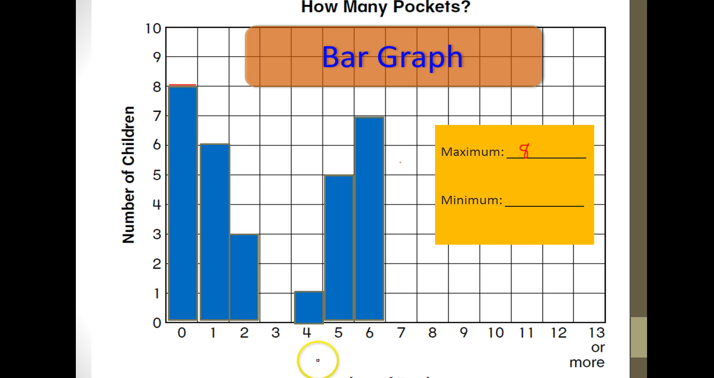The minimum, or the fewest, the least, is actually 0. You might think it's 1, but actually 0 is smaller than 1. There are no kids with 3 pockets. There are 0 kids with 7 pockets, 8 pockets, 9, and all the way up to 13 or more. So the minimum number is 0 kids.